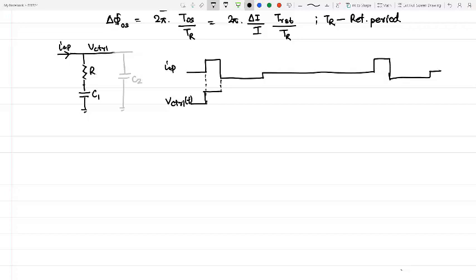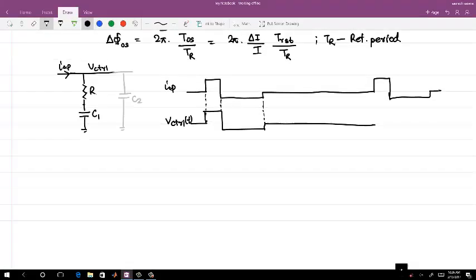Okay. So we have V control as this. With C2 it is a different case, right? No, we are talking of only this resistor and a capacitor right now, R and C1. Here what I am showing is how the majority will look, like this. Let me exit full screen.